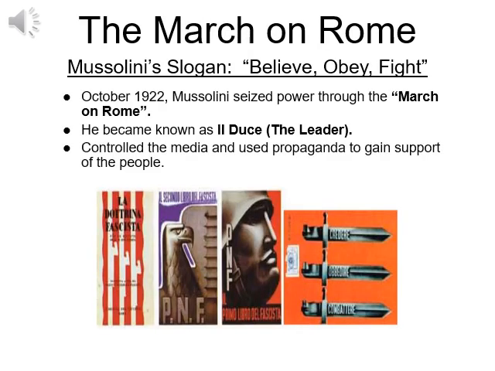This continued for 3 years, culminating in October of 1922, when Mussolini seized power through the March on Rome. During this march, Mussolini controlled the media and used propaganda to gain support of the people, particularly with his message of believe, obey, and fight. After successfully grabbing power in October of 1922, Mussolini became known as Il Duce, the leader.